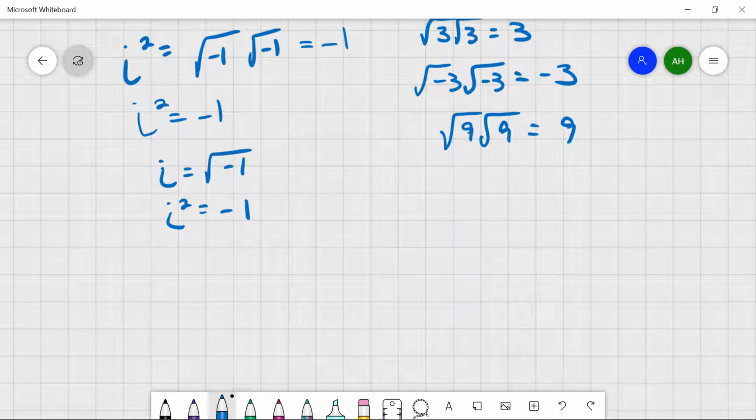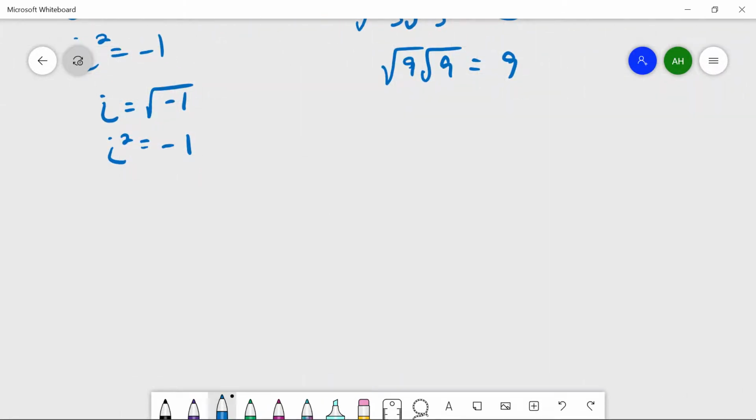All right, here's something kind of interesting to think about for just a second. If we've got a number line and we have 0 here, and we have 2 here, and we have negative 2 here.